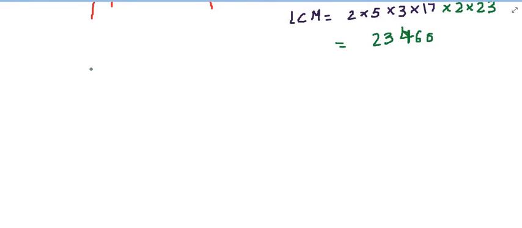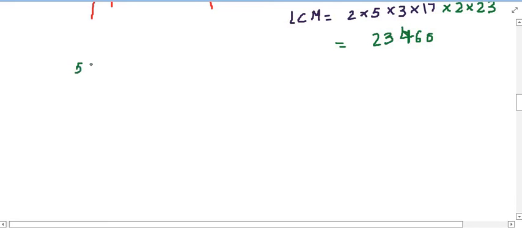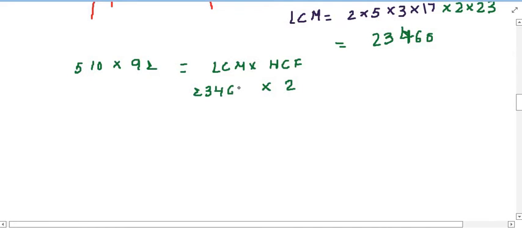Now we have to check that the product of the two numbers, that is 510 times 92, should be equal to their LCM times HCF. HCF is 2 and LCM is 23,460. If we multiply these two, we will get 46,920, and if we multiply these two numbers, we will also get the same answer, 46,920. Hence it is proved.